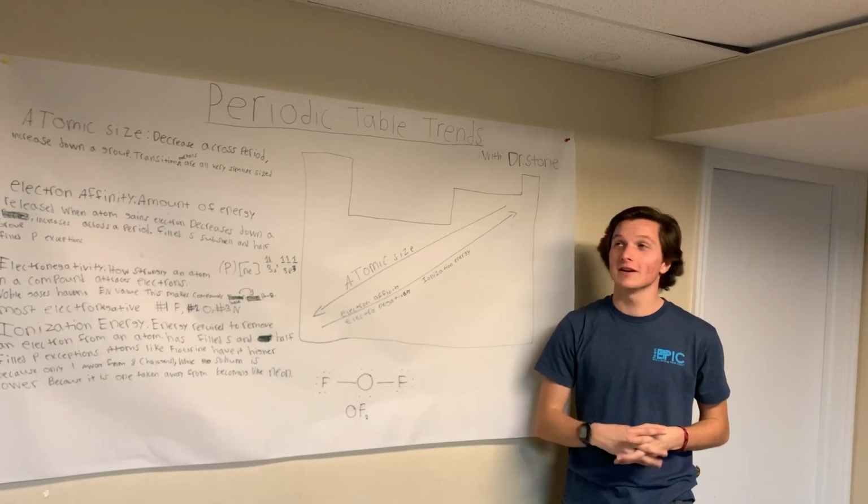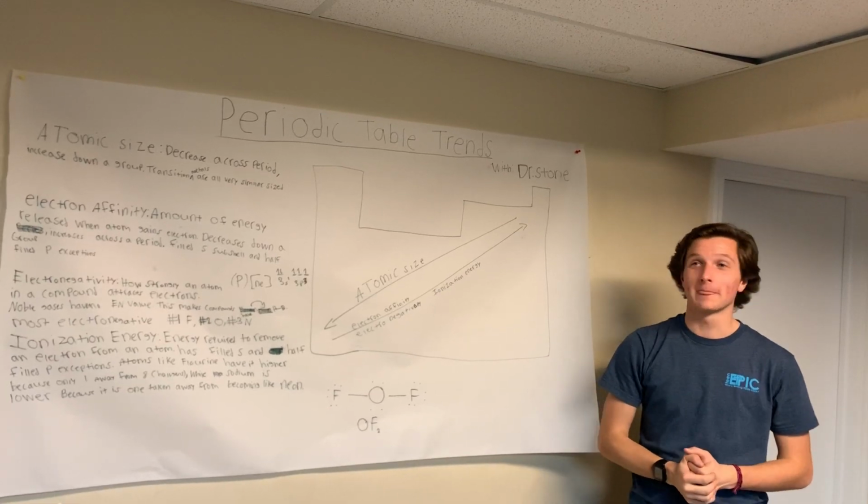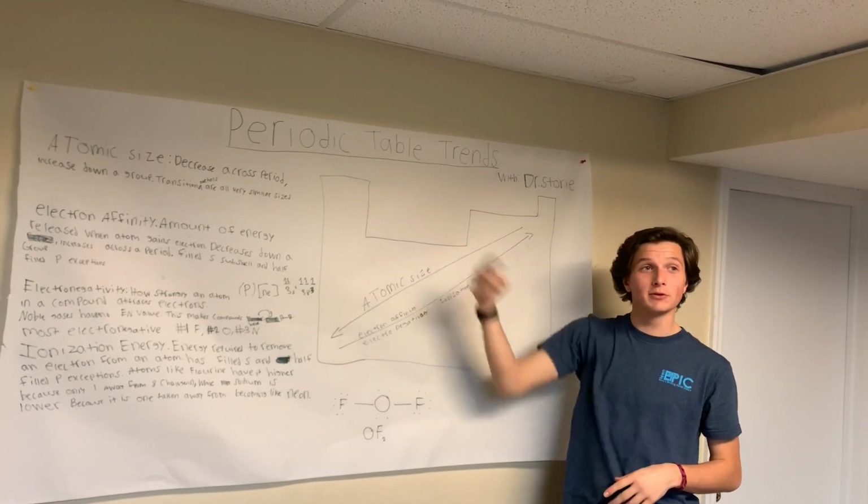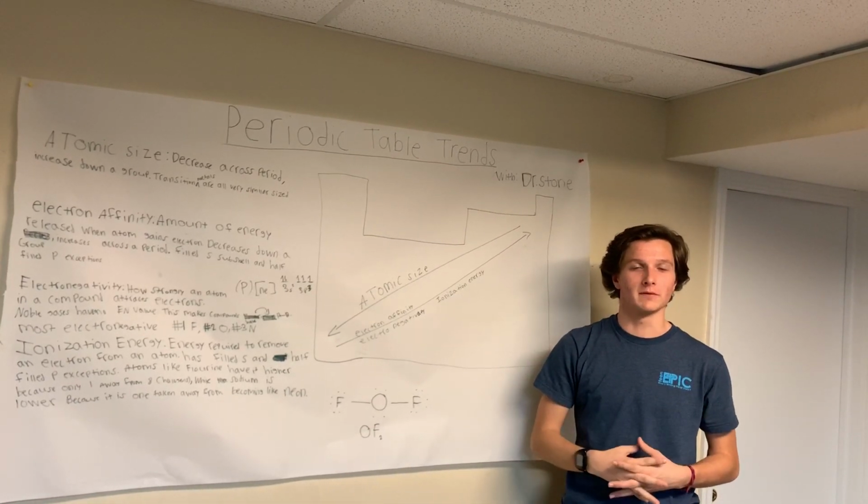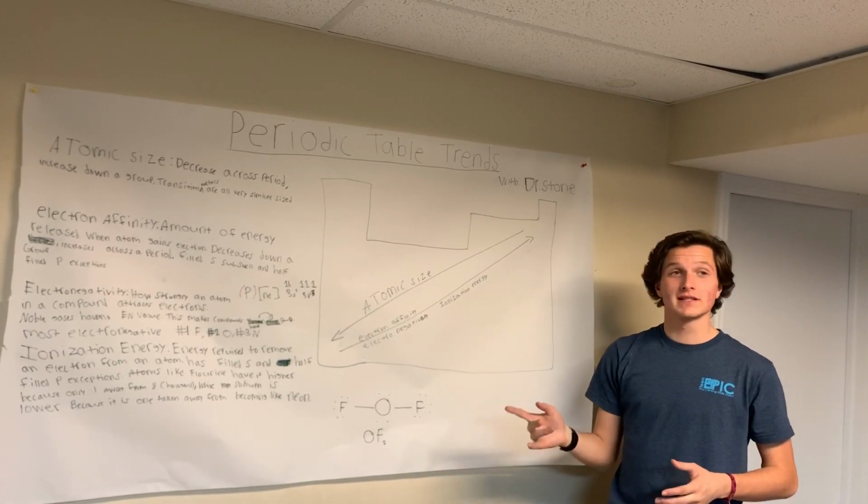Okay, welcome to chemistry with Dr. Stone. Here today, we're going to be learning about some periodic table trends, the four major ones we know you've all learned about. So the first one is atomic size.